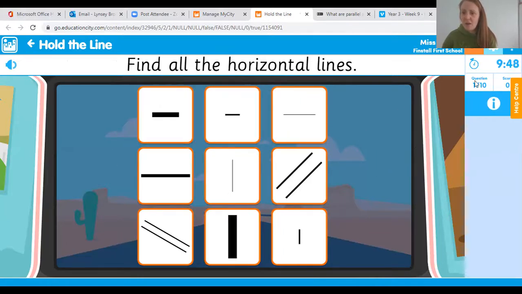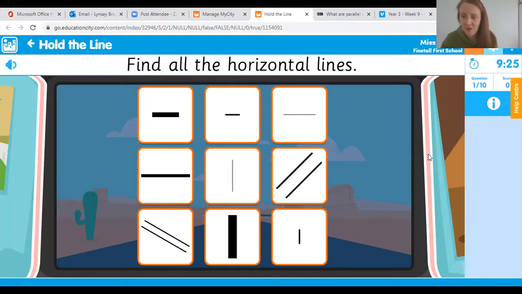Now you can see there is a timer here. There are 10 questions and a score. Now these scores will be sent to us, so we'll be able to check on how well you did. You can't just go ahead and redo it if you don't do so well. So we want to see exactly what you can remember about horizontal lines, vertical lines, parallel lines and perpendicular lines.